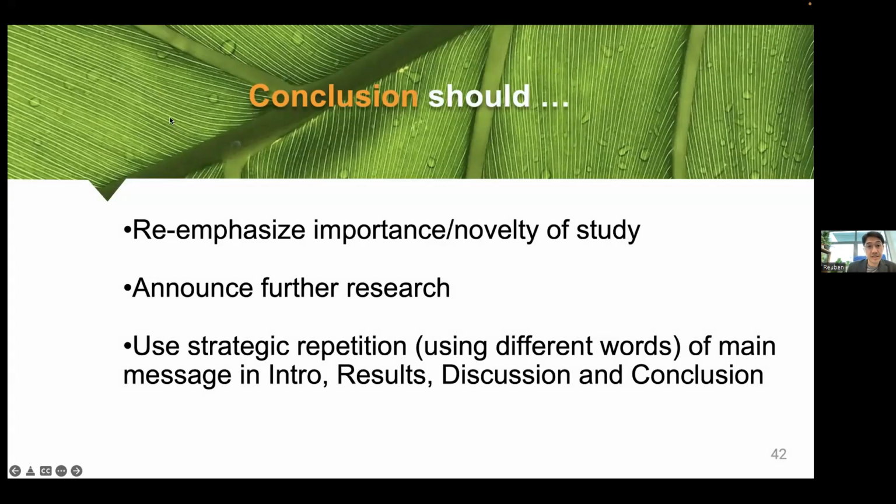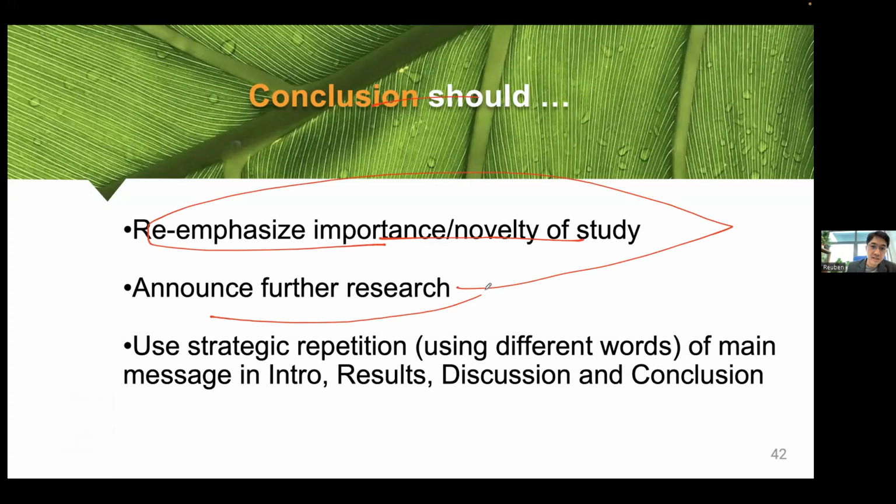All right, on to the second part, how to write a conclusion and references. What a conclusion will look like really is to re-emphasize. You've emphasized the novelty in the discussion, the first paragraph, but in your conclusion, you need to re-emphasize the importance of it as well. And then here you can announce further research recommendations.